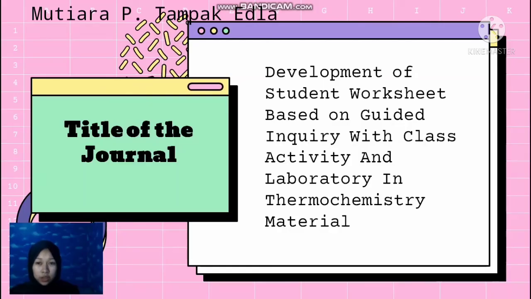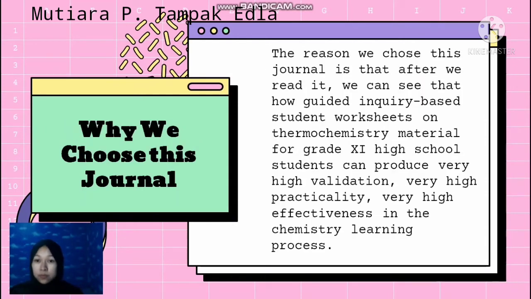Next, the second journal. Title of the journal is Development of Student Worksheet based on Guided Inquiry with Class Activity and Laboratory in Thermochemistry Material. The reason we choose this journal is that after we read it, we can see how guided inquiry-based student worksheet on thermochemistry material for grade 11 high school students can produce very high validation, very high practicality, very high effectiveness in the chemistry learning process.